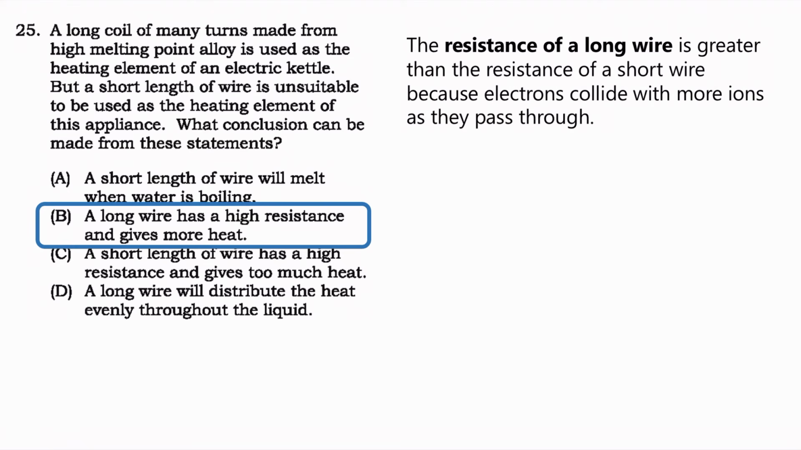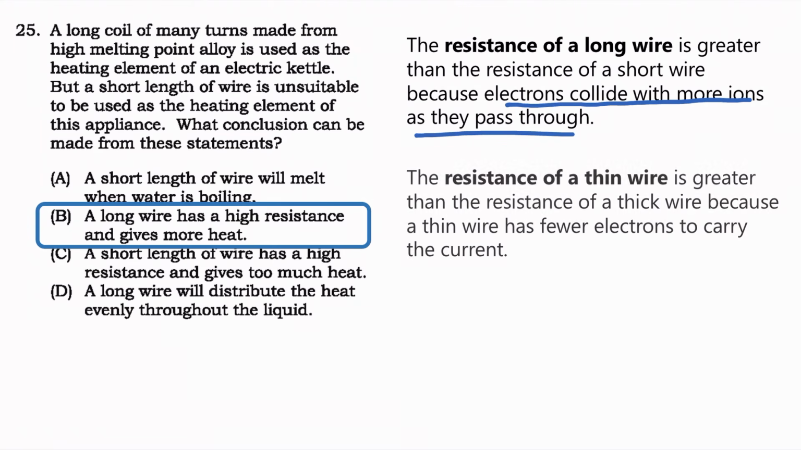So, sabi dito, the resistance of a long wire is greater than the resistance of short wire because electrons collide with more ions as they pass through. So, since nagko-collide yung mga electrons with more ions, mahihirapan makadaan yung current. Kapag naman, in terms of area, the resistance of thin wire is greater than the resistance of a thick wire because a thin wire has fewer electrons to carry the current. So, kapag mas manipis naman, mas malaki yung resistance. Kasi, yung thin wire, meron siyang mas onting electrons. So, mas onti lang din yung makakapass through na current.